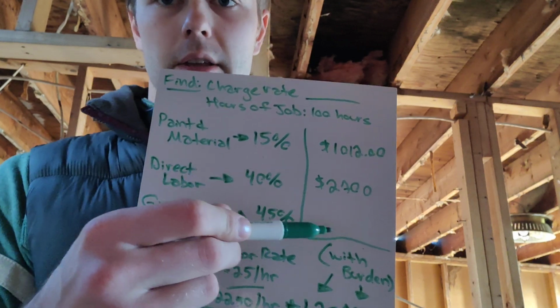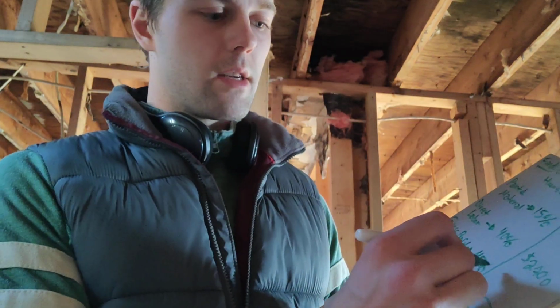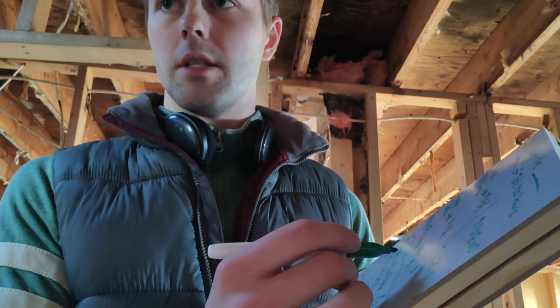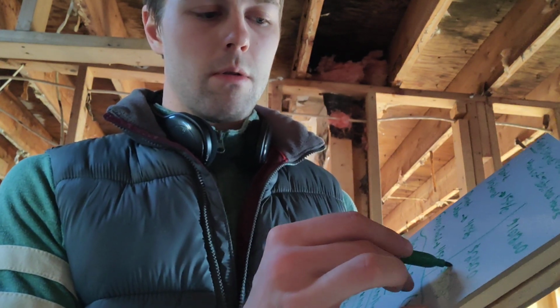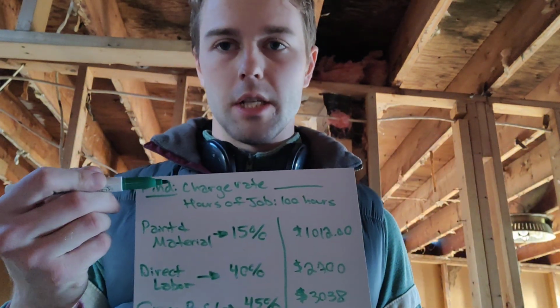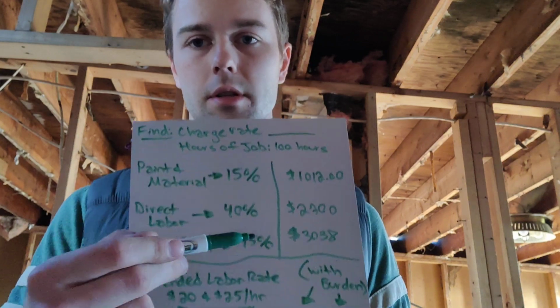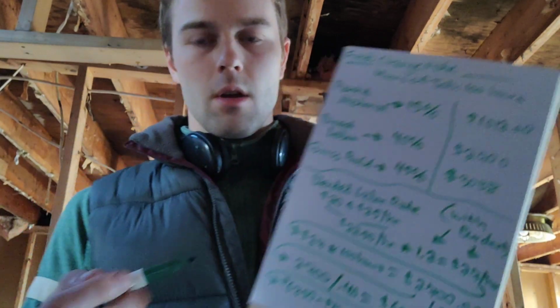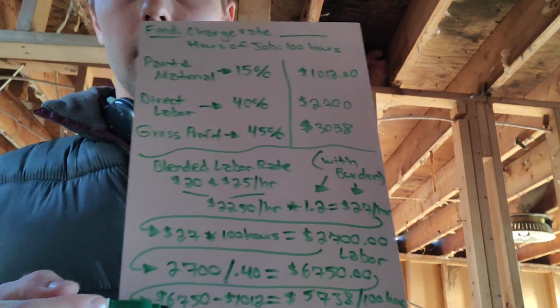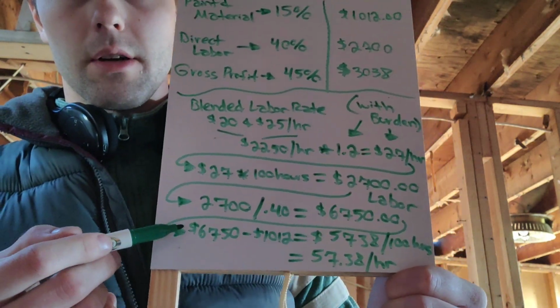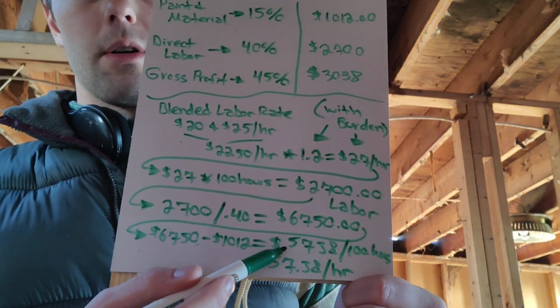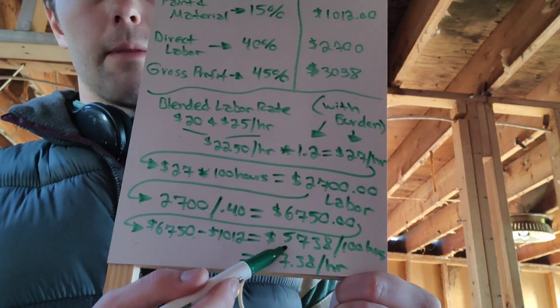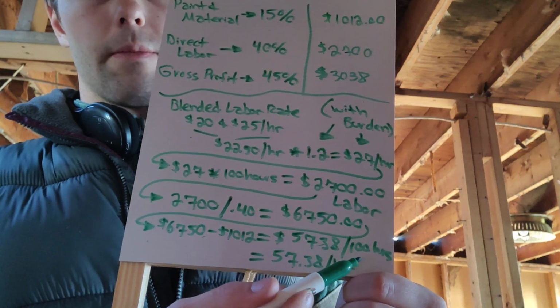So $1,012, and $2,700 right here. That's going to make your gross profit, just to toss a number at you, the 3,038. But that still doesn't answer the question: what charge rate would you need to charge for 100 labor hours to make this much profit? So what I did down here, I basically took the total cost of the job, subtracted out the cost of the paint to get this number, and then I just divided this number by 100 labor hours.